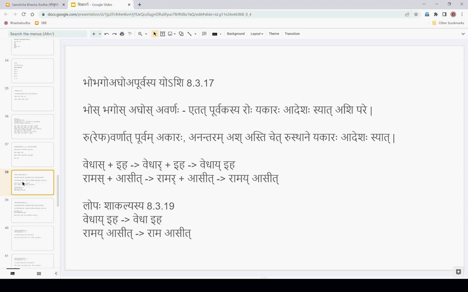So I think it is clear, right? Is there any question here? Avishka Bhagini, a little bit, please explain it once more. If ref is preceded by a or aa, and if it is followed by ash, then the ref is changed to yakar. So anybody, Karta Mohoday, do you want to repeat this?